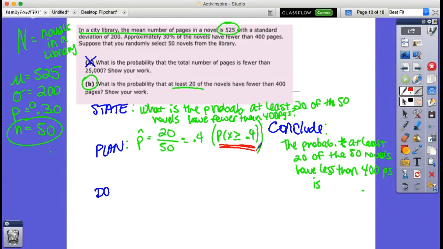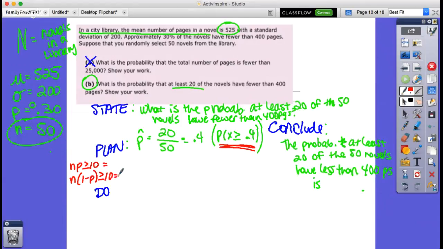If I see that it's at least 20 of the novels, and we see that it's a proportion greater than or equal to 0.4, let's state a couple things. First off, we know that we're talking about p hat, and so we're going to see, can we use a normal distribution? Does n times p, is that greater than or equal to 10? And does n times 1 minus p, is that greater than or equal to 10?